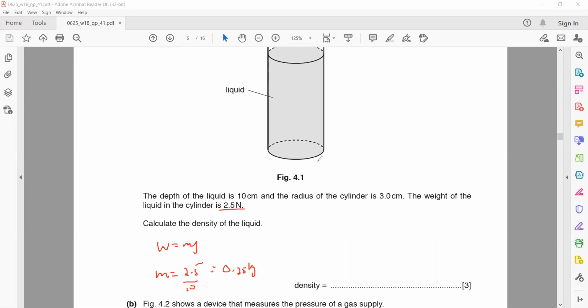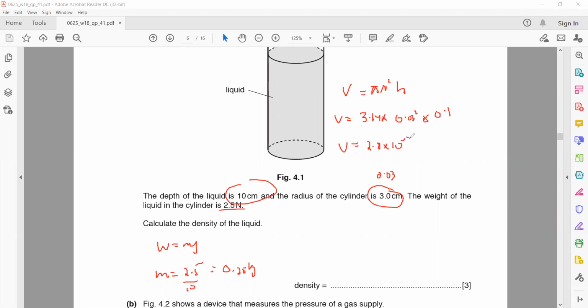Then, because it is a cylinder, what is the formula for volume of cylinder? That is pi r square h. So pi is 3.14. R is the radius, but that is in centimeter. You have to convert into meter. So it will be 0.03 square multiplied by height, that is 10 centimeter. Again, we have to convert into meter, which is 0.1. What is the volume here? When you calculate 3.14 multiplied by 0.03 square multiplied by 0.1, the volume is 2.8 exponent minus 4.